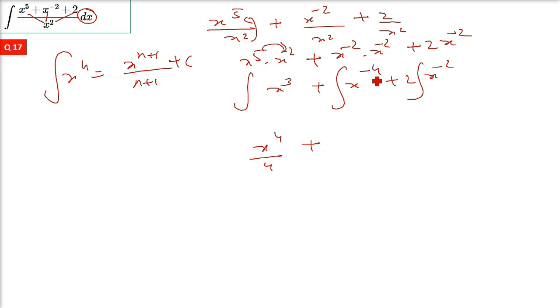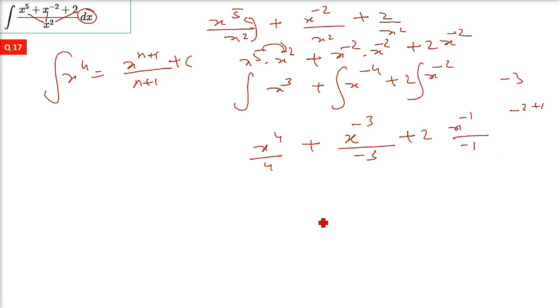So x raised minus 4 will be x raised minus 4 plus 1 by minus 4 plus 1. So it will be minus 3. So x raised minus 3 by minus 3. Let us change the sign also. There is a sign which will be changed. This will be x raised minus 2 plus 1, which is minus 1 only. So x raised minus 1 by minus 1.